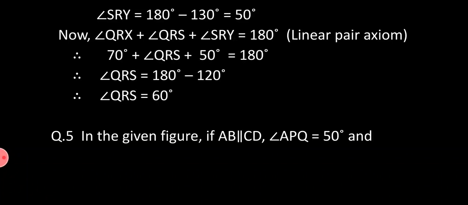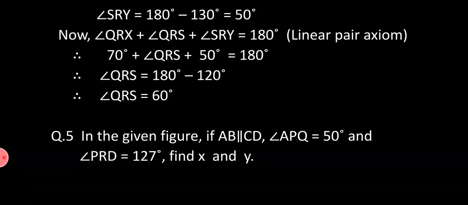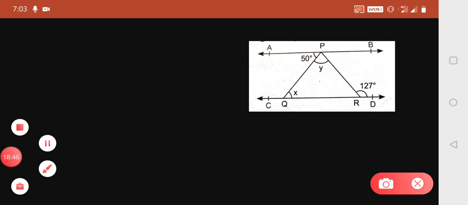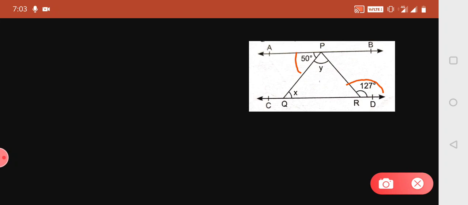In the given figure, if AB is parallel to CD, angle APQ equal to 50 degree and angle PRD equal to 127 degree, find x and y. Let's see the figure. Yes. In the given question, we can see that angle APQ is given as 50 degree. Angle PRD is given as 127 degree. We have to find the value of x and y.